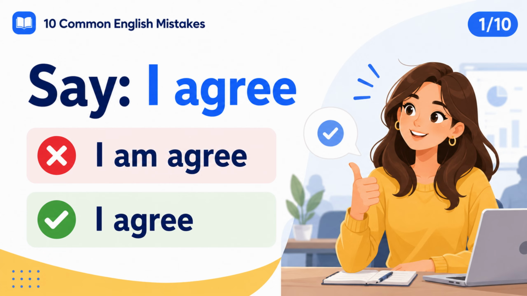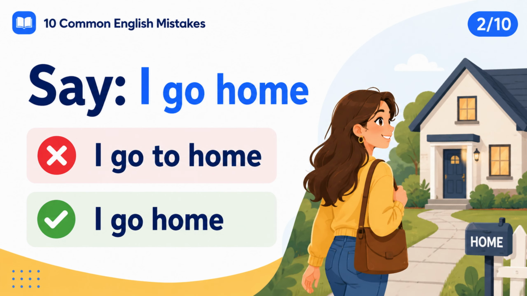Number 1. I am agree. This is a very common mistake. In English, we do not say, I am agree. The correct sentence is, I agree. So remember, don't use am here. Just say, I agree.